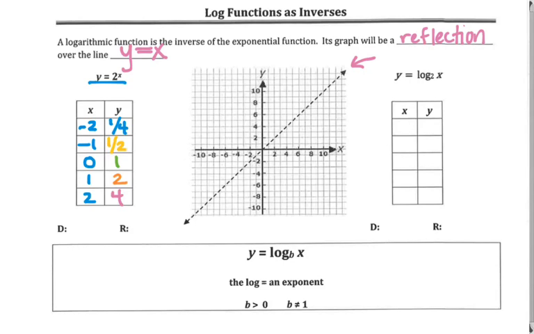Negative 2, 1/4. That's over negative 2 to the left and up 1/4. That's really hard to graph precisely. Now for negative 1 and 1/2. If we go over negative 1 and up 1/2, we're just a tiny bit higher than the last one. Over to 0 and up 1, just a tiny bit higher than the last one. Over to 1 and up 2. And then over to 2 and up 4. Now we could do some more. If we do 3, we would get over to 3 and up 8, because 2 cubed is 8.